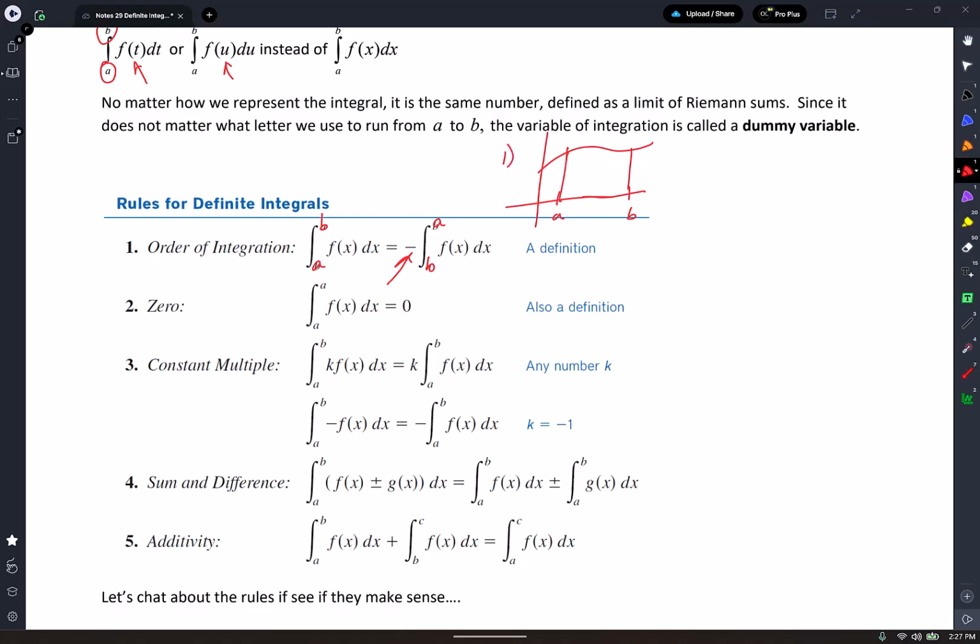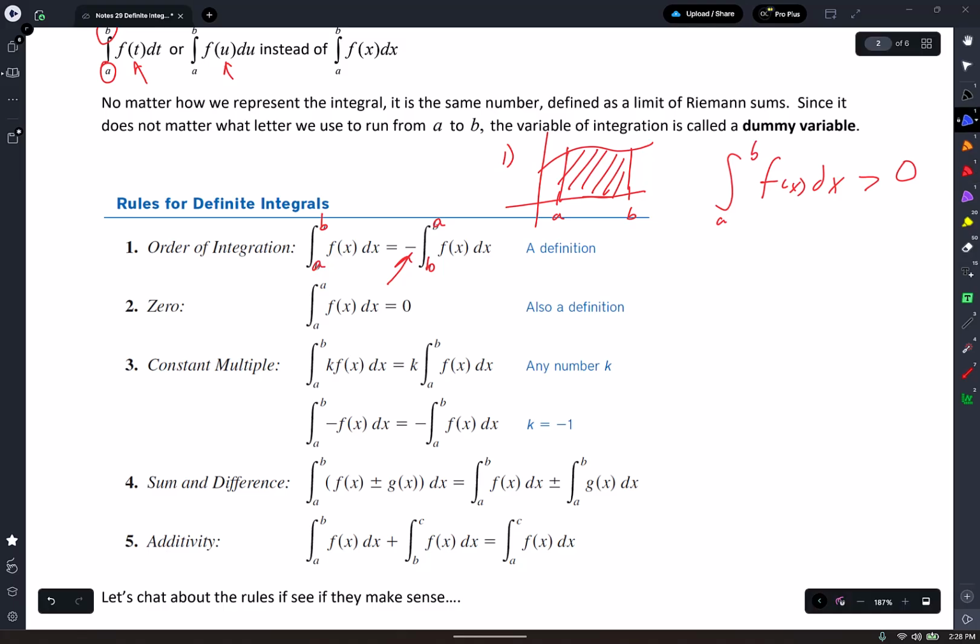So this is for number 1, order of integration. Right now, the integral from a to b of f of x dx is positive. Do you guys all agree? All right. If I switch my limits, and notice I'm not putting a negative in there, you'll see what I mean, of f of x dx.